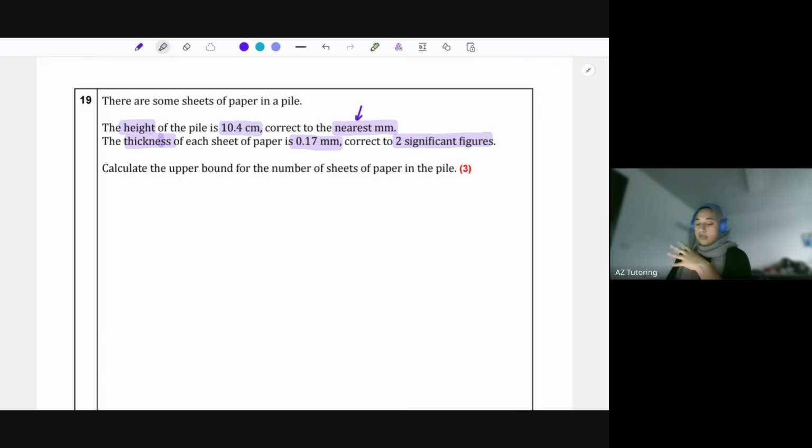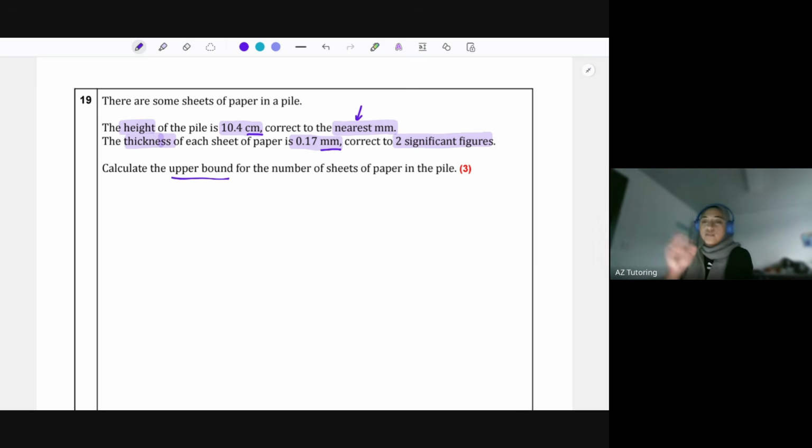Okay, so I know I'm going to be finding out the bounds of both height and thickness, most likely. One other thing I've noticed about this question as well is this is in centimeters and that's in millimeters. So maybe that might be catching you out as well. So just keep that in mind. These are the skills you should be using when reading a question. It says calculate the upper bound for the number of sheets of paper in the pile.